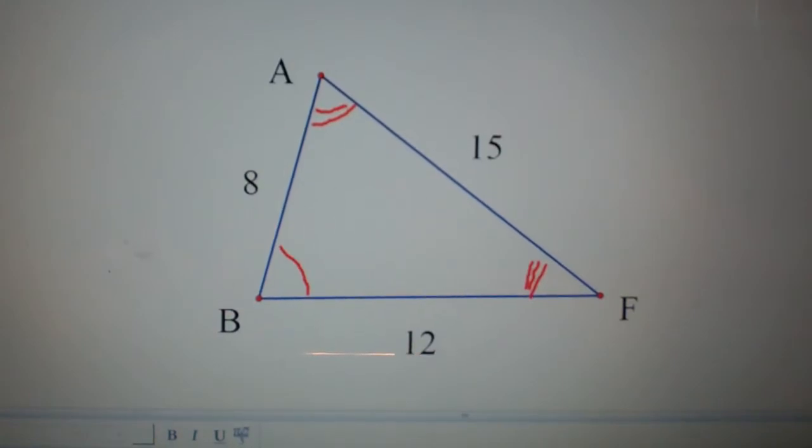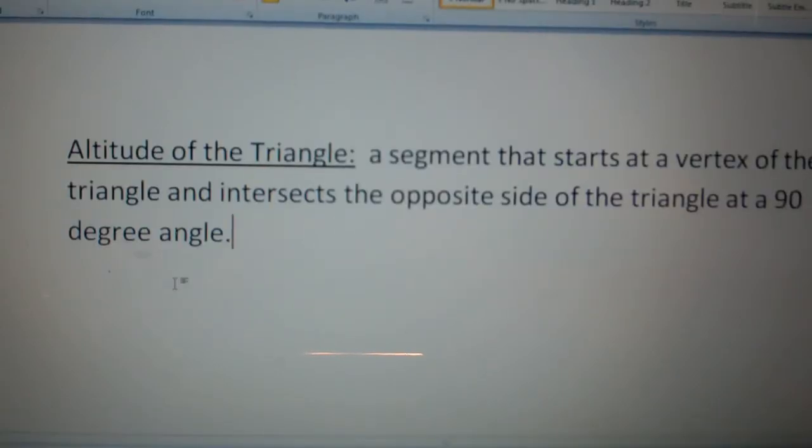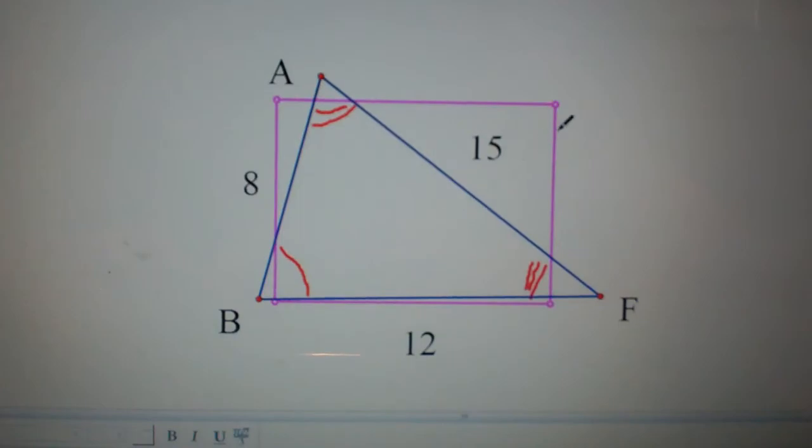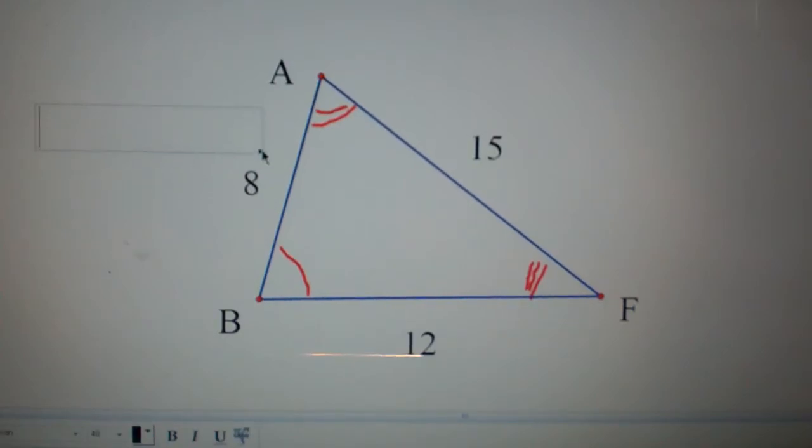Now, what we also can say here is that any two sides of the triangle have to add up to be greater than the third side of the triangle. So if I look here at my sketch pad, and let's take a look. What I'm saying is that segment AB plus segment AF must be greater than the segment BF if we are to form a triangle. So let's take a look at that.